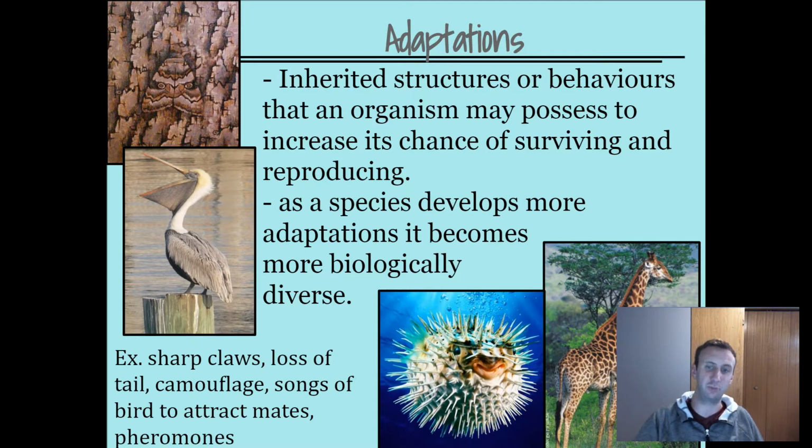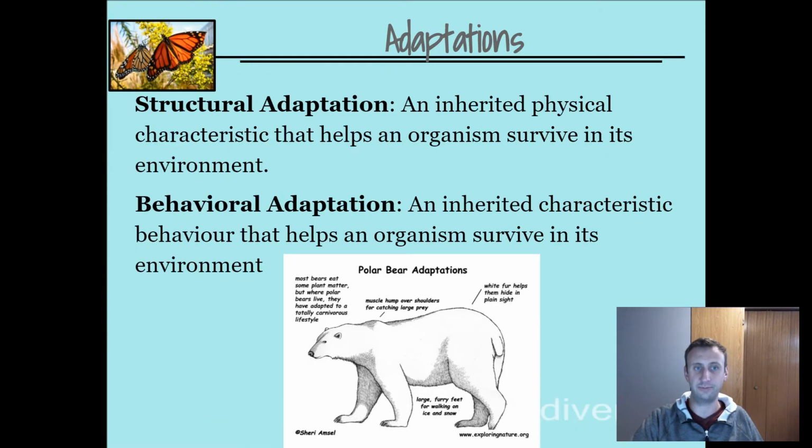As a species develops more adaptations, it becomes more biologically diverse. So you could have within a species some individuals having one adaptation and other individuals having different adaptations. So just having variety, right, within a species, within a population, means that we actually have adaptations, that some are more suited to the environment than others. Some other examples of adaptations: sharp claws, loss of tail, camouflage, song of a bird to attract mates, releasing pheromones. These are all things, adaptations, that increase the survival of the species. It allows them to survive.